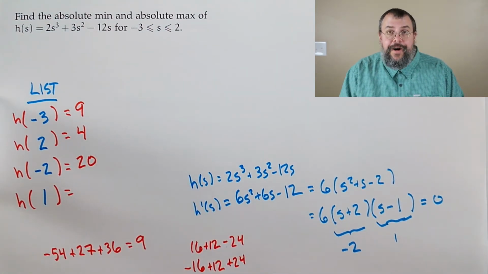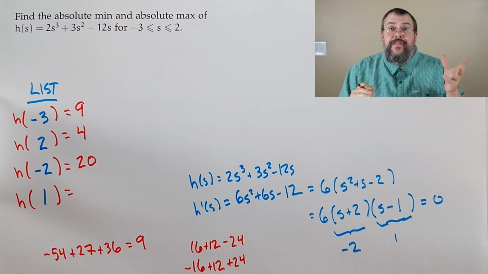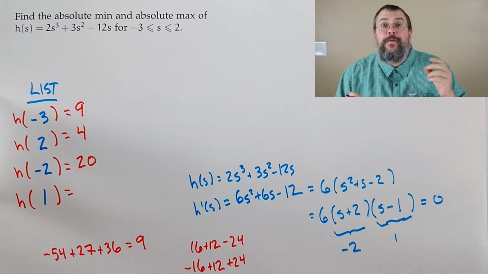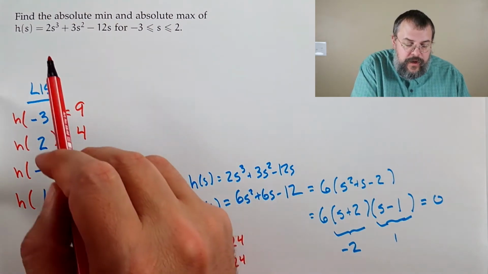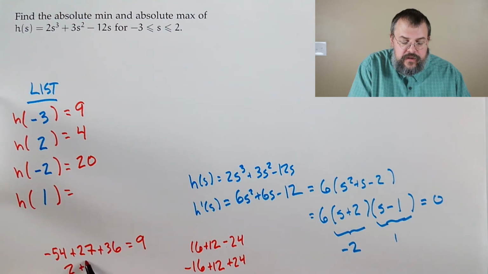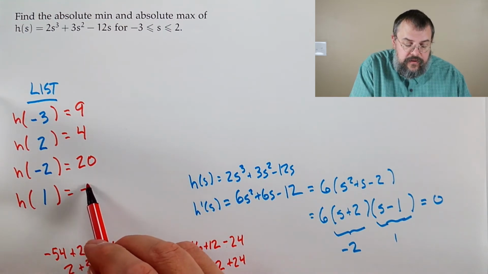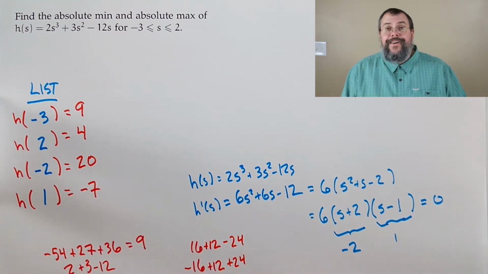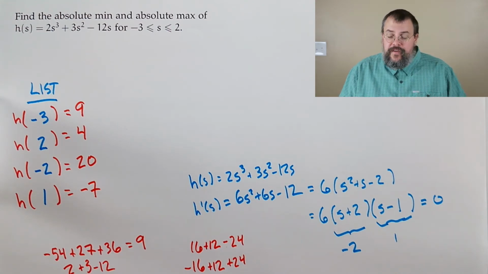All right, plug in 1. 1 is one of our favorite numbers to work with. 0 is our favorite, but 1 is a good second place. When you plug in 1, really you just need to add the coefficients. So you're going to get 2 plus 3 minus 12. That's 5 minus 12, which is negative 7. All right, so we found our list. We plugged every single value from our list into our function.